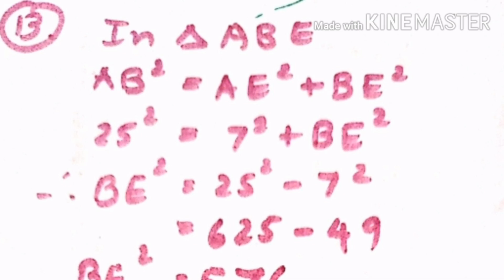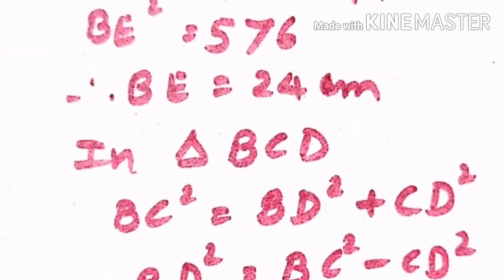So here using Pythagoras theorem, AB square is equal to AE square plus BE square. Substitute the values given as 25 square is equal to 7 square plus BE square. So we find BE square as 25 square minus 7 square, which is 625 minus 49. So BE square is equal to 576. So the square root of 576, you should remember students, you should remember all the squares and square roots from 1 to 25. So here BE is 24 meter. Now BE we found 24 meter.